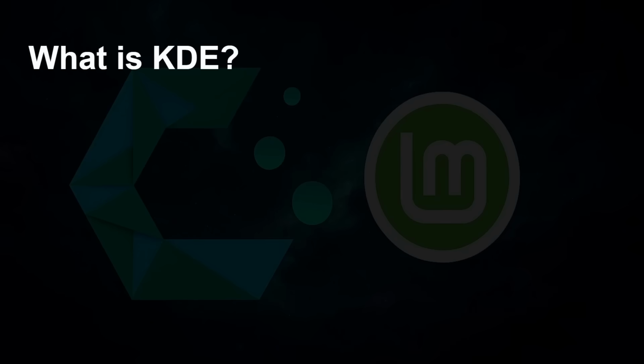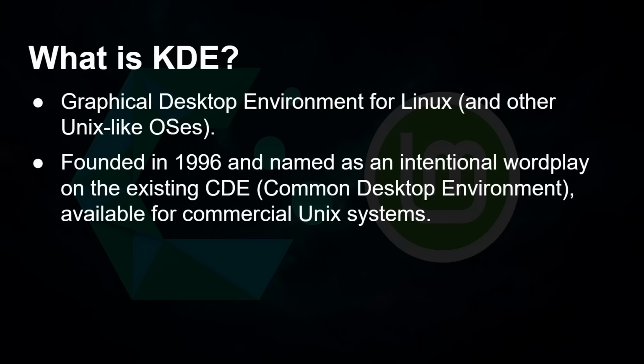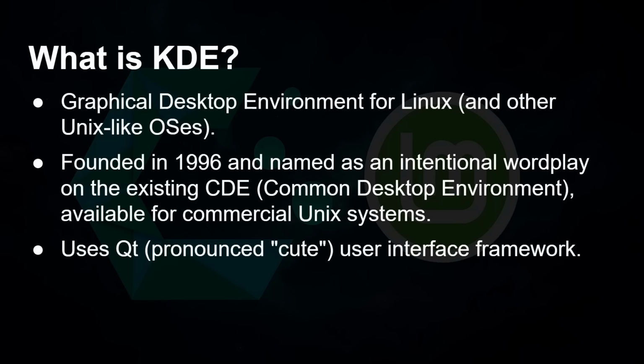So we mentioned KDE there. What is KDE? It's the graphical desktop environment for Linux and other Unix-like OSs. It was started in 1996 as a kind of a wordplay on CDE. There was this thing called the Common Desktop Environment, which was way back in the 90s, where the commercial Unix systems from all the big companies were trying to have a desktop that was the same or similar across them, so they weren't so radically different. That was CDE. You now get KDE.